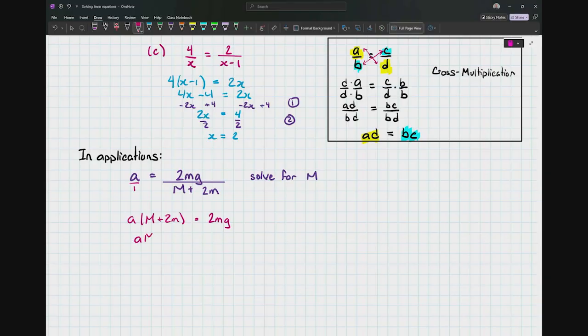A times big M plus A times 2m. Now, when we're distributing there, we're going to see that we have a constant. That's a coefficient. Coefficients really should be out in front so that when we're adding like terms together, we're just going to be adding the numbers in front, the coefficients. On the other side, we have 2 little m little g.